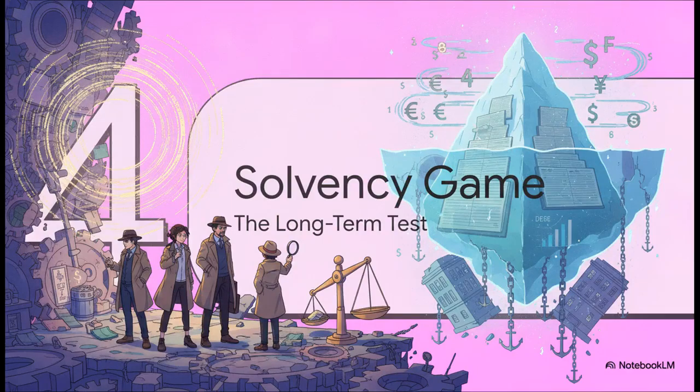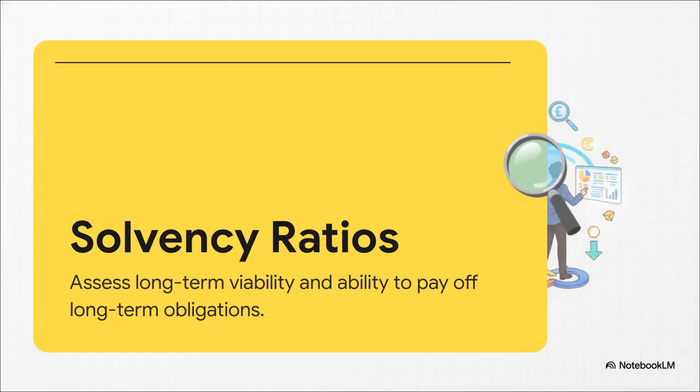Okay, let's zoom out a bit for Section 4, Solvency, the long game. Because short-term survival, that's really only half the mystery. We step in as financial detectives here to figure out if these public sector entities are secretly drowning in long-term debt that's eventually going to sink them. We uncover this long-term truth using solvency ratios.